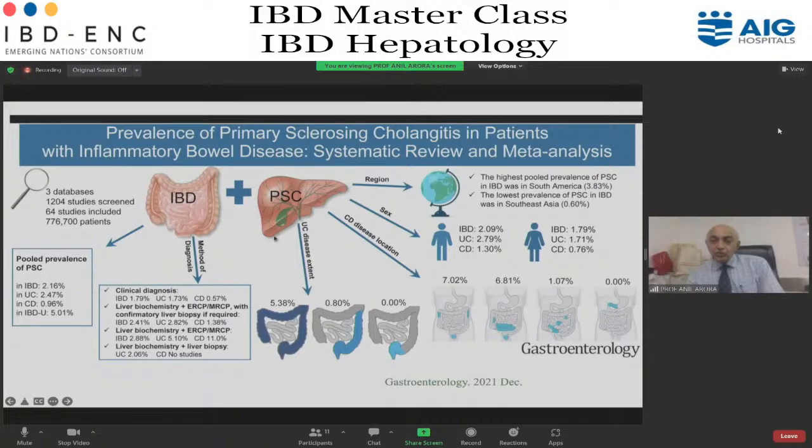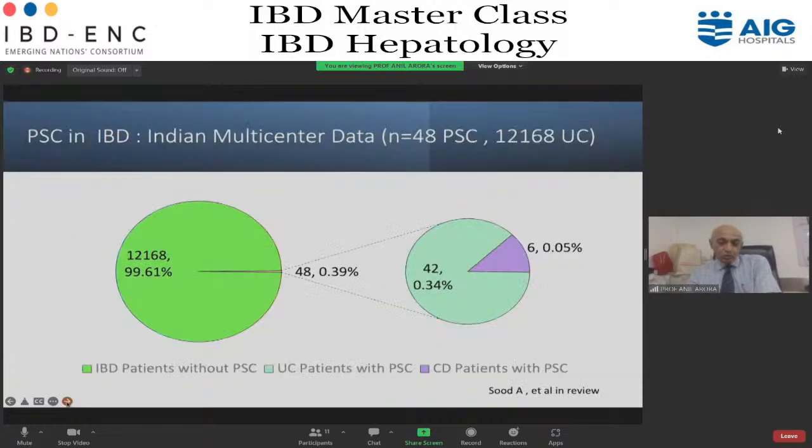So which patients are more likely to have inflammatory bowel disease will depend on where you live, what your sex is, and whether you have ulcerative colitis or Crohn's disease. The incidence of PSC is highest in South America, whereas in India, we have very low incidence. In ulcerative colitis, PSC is far more common than in Crohn's disease. And even in ulcerative colitis, you have a typical phenotype: you need to have a pancolitis or a rectal sparing or a backwash ileitis. Unless you have all these three features, the chance of having a PSC is very low.